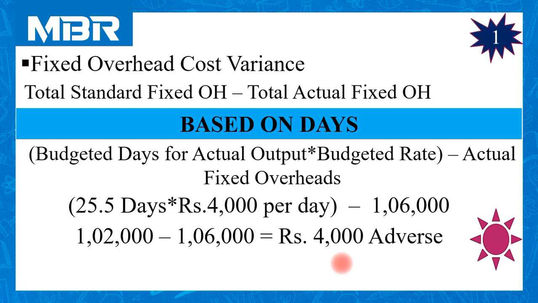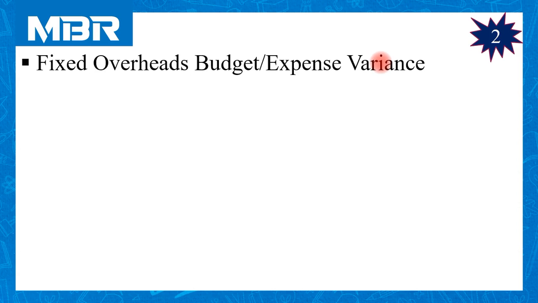In this way, you can calculate your fixed overhead cost variance using output, hours, or number of days. In any of the three methods, your final answer remains the same. It is advisable to calculate using more than one method so that you can cross-check your calculations. Let us move to the second variance related to fixed overhead. It is fixed overheads budget or expense variance.